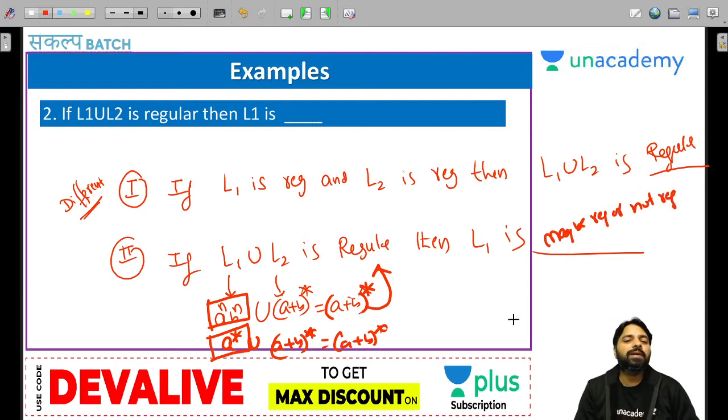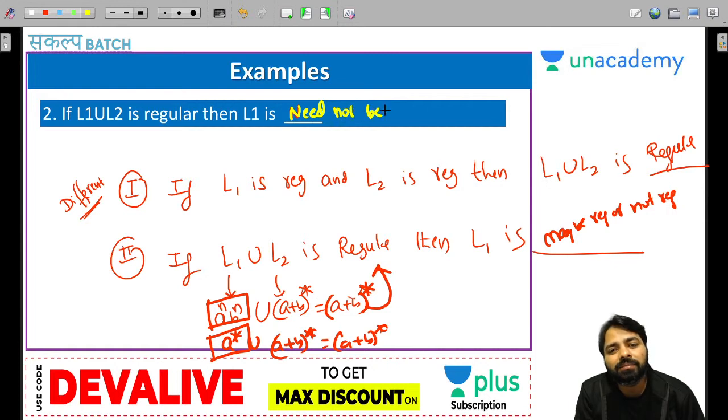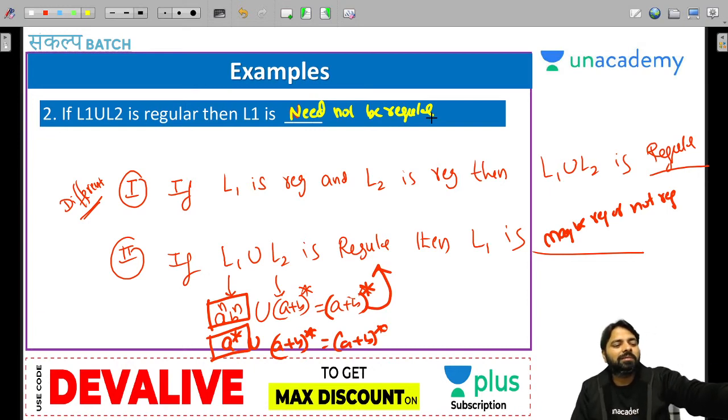Then what do you say? So yes, need not be regular. Clear everyone? This is how you need to answer in the exam. This is the GATE question. Clear everyone? Those who read English like this don't get it; we need to talk about it technically.